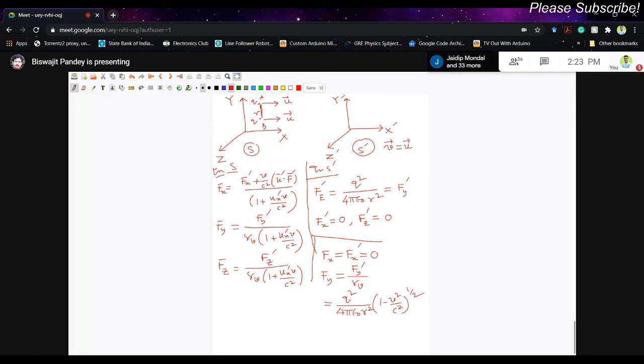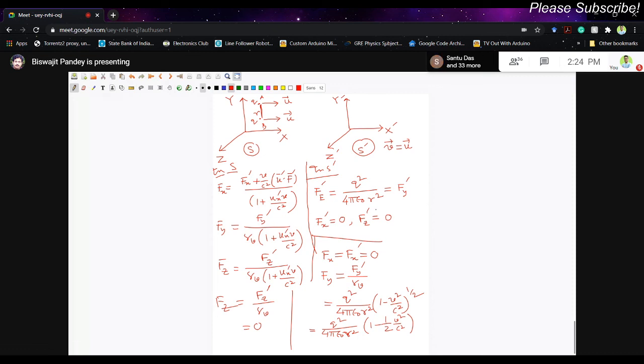Again, you can simplify it, since velocity is very small as compared to the speed of light. You can write this as equal to q square by 4 pi epsilon 0 r square. If you expand it in a Taylor series, you can write 1 minus half of v square by c square plus dot dot dot. V by c is very small, so v square by c square will be even smaller. So you can simply write this. And what is Fz? Fz is equal to Fz prime divided by gamma V, and since Fz prime is 0 here, we have Fz equal to 0. So in this frame also, there are no forces acting along the x or z direction. There is only the force acting along the y direction. If you look at the expressions of force acting along the y direction in both the prime and unprime frames, you will notice a difference.